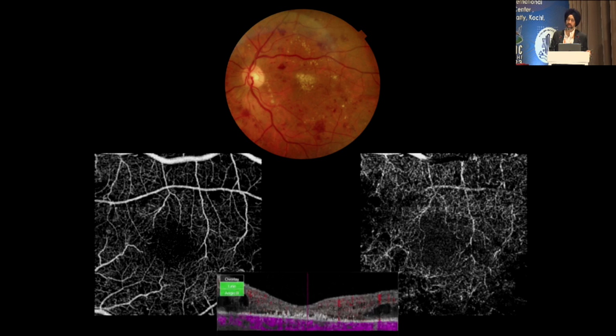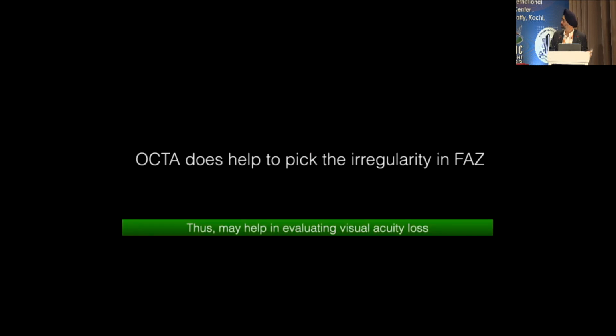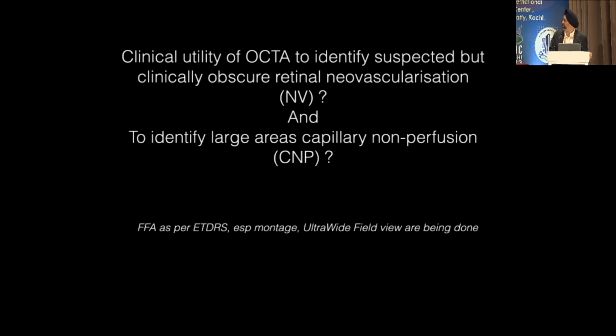But we all knew that plain OCT can give this information very well. So we don't need OCTA to tell the reason for unexplained visual loss. It may help in evaluating the visual loss, but it cannot replace the simple OCT. Now, the clinical utility of OCTA to find out the NVE or the CNP areas.